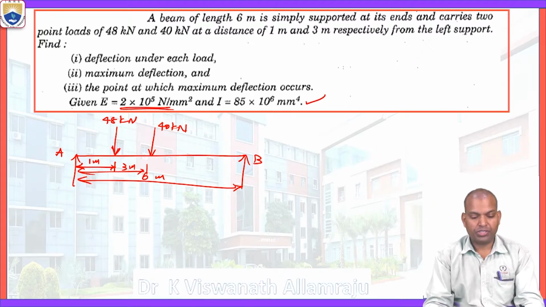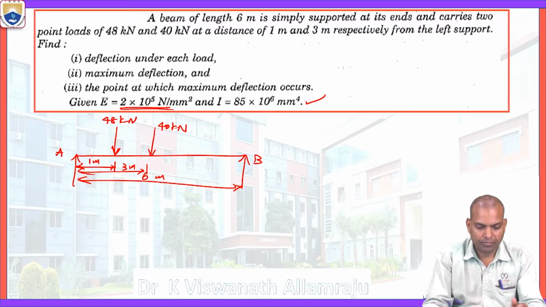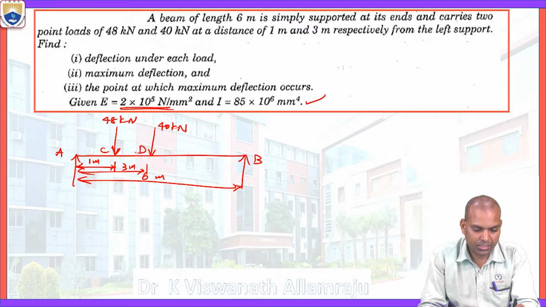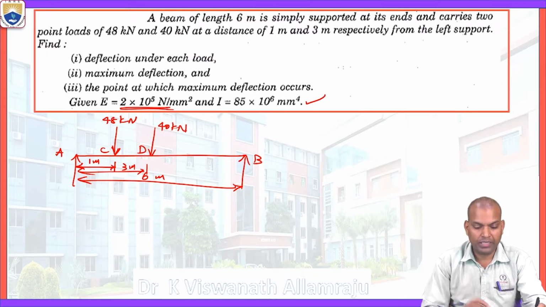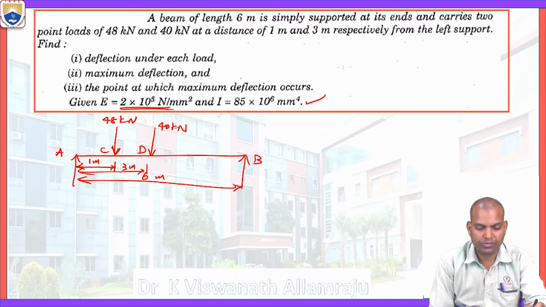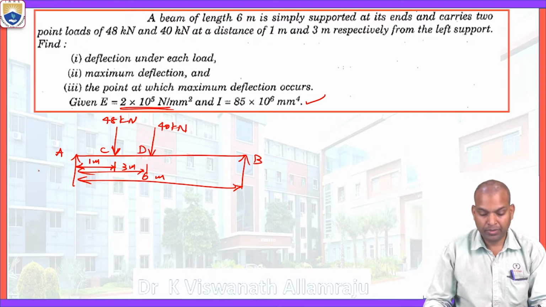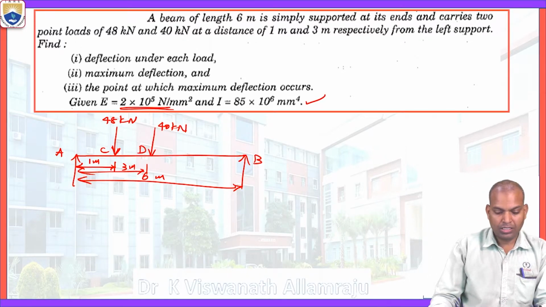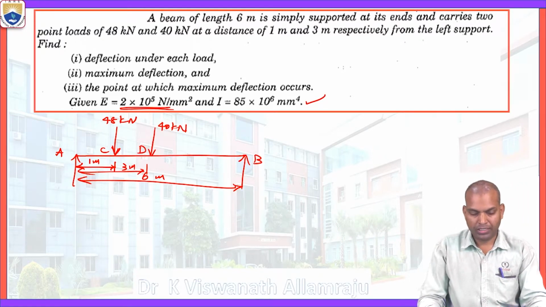Under these conditions, we have to find out, considering C and D, the slope and deflections under these point loads, and also the maximum deflection and the point at which the maximum deflection occurs. These are the three objectives in front of us.